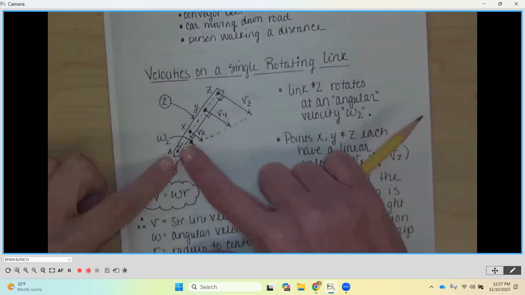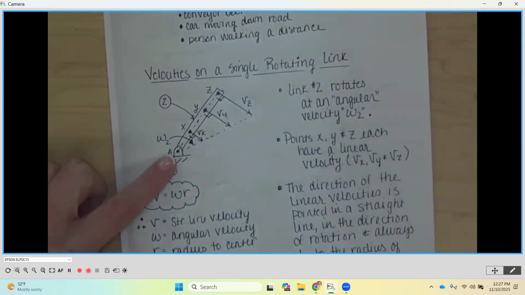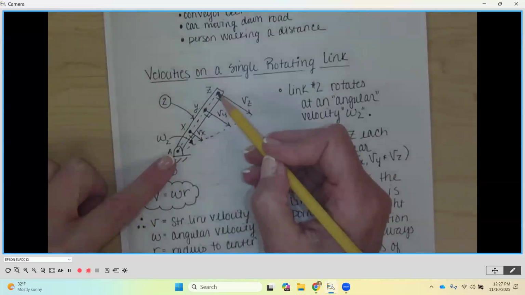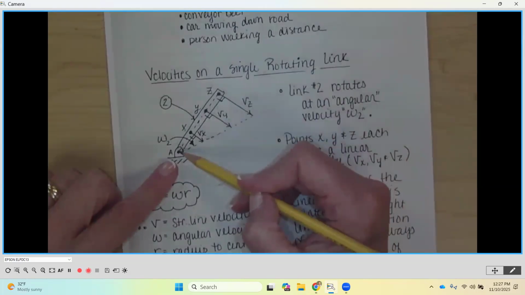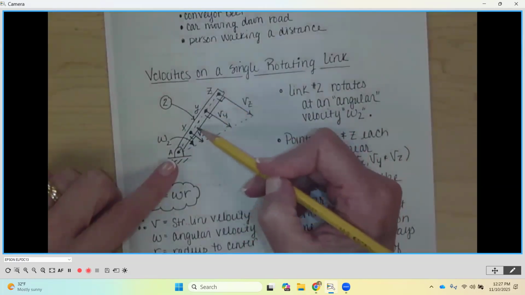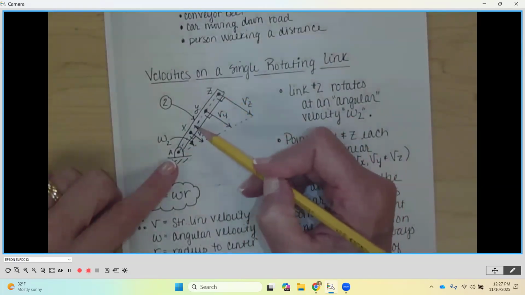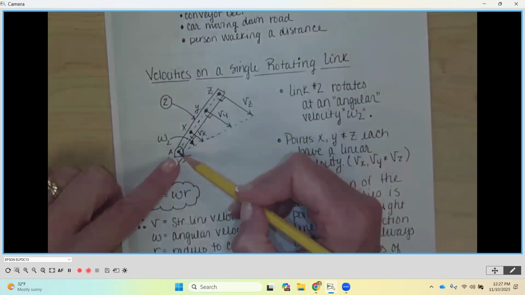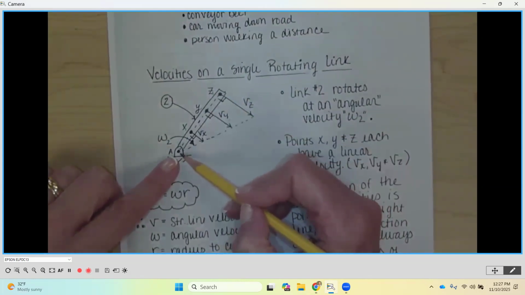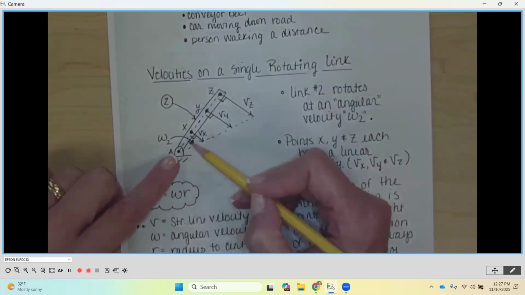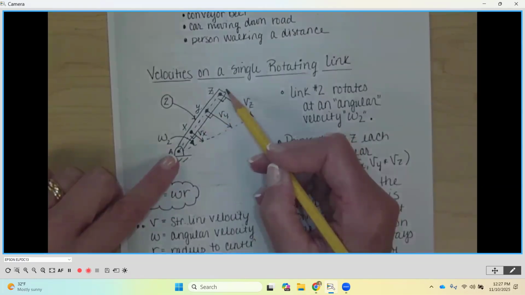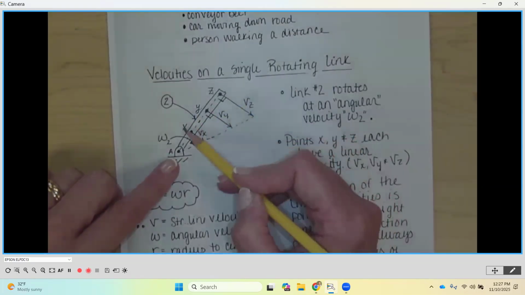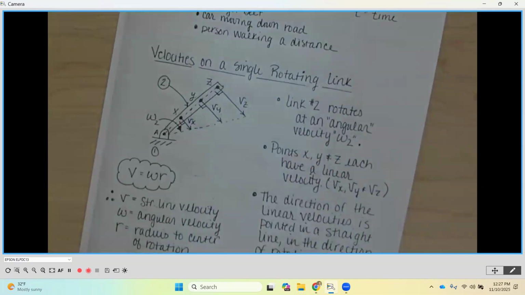Now you'll notice here that I could have drawn a line, but I wanted to make it clear that this is a link that is a length long, whatever that length is going to be. It doesn't matter at this point, but this is going to be points that are on a rigid link. And those points on that rigid link are all going to be connected to that frame member at A, and we've got points X, Y, and Z. X, Y, and Z. And this link would be our link number 2.